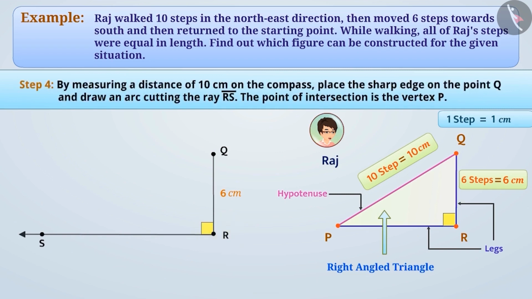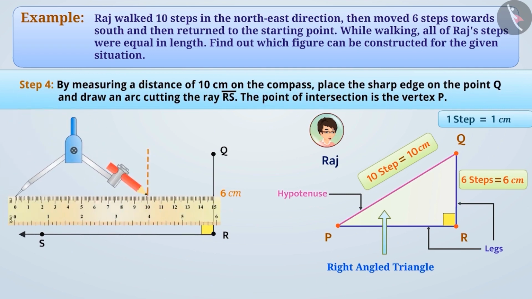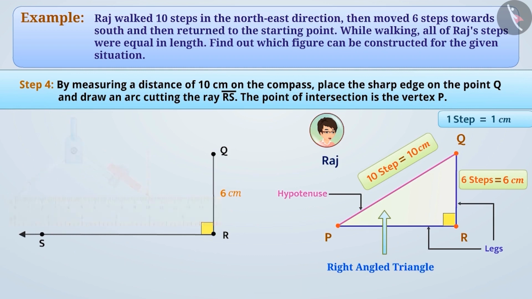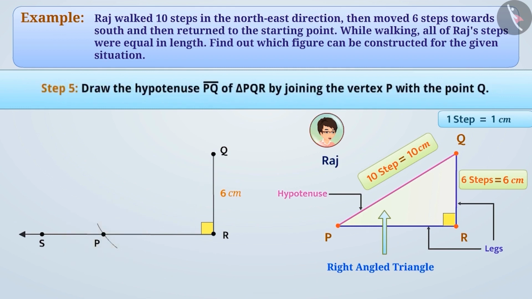Step 4. To find the location of the vertex P, we will take a measure of 10 cm on the compass and draw an arc by placing the sharp edge of the compass on the point Q, cutting the ray RS. The point of intersection is the vertex P of triangle PQR. Step 5. Then, by joining the vertex P to the point Q, draw the hypotenuse PQ of triangle PQR. This will complete the construction of triangle PQR.